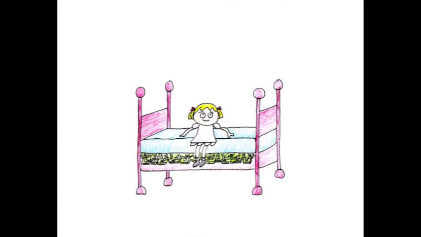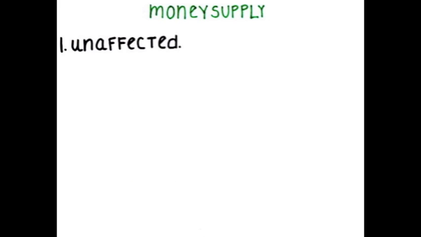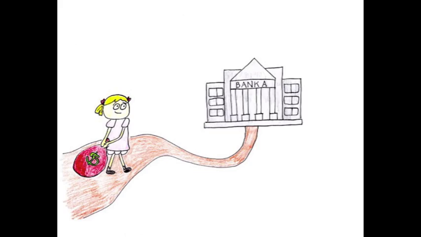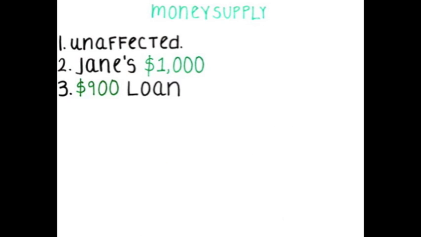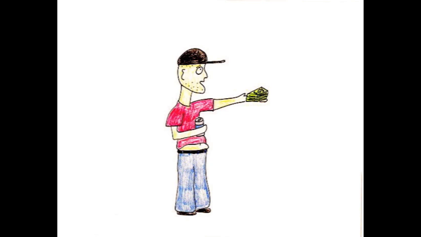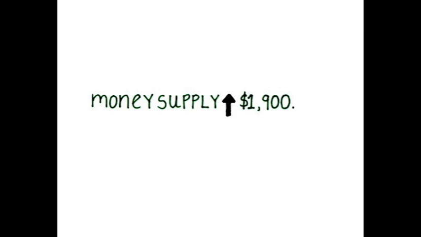Before Jane brought her money to the bank, the money supply did not include her $1,000. After she made a deposit, the money supply increased by $1,000. Then, Bank A loaned out $900 of Jane's money to Fred. As you can see, at this point the money supply has been increased to $1,900. Money has been created, all from Jane's initial deposit.